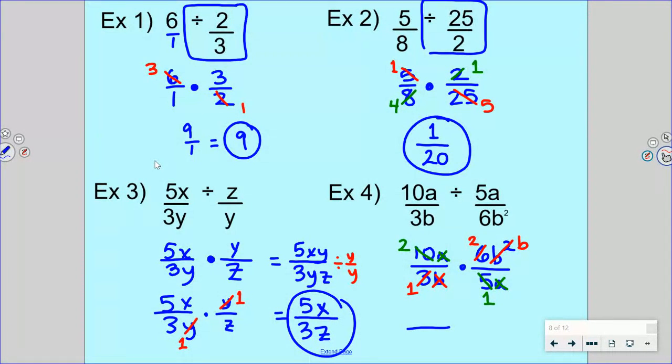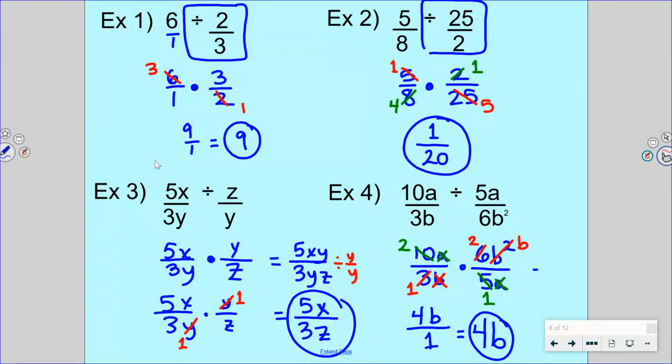Meanwhile, the rest of us, in the numerator, we have 2 times 2b. 2 times 2 is 4 times b. In the denominator, we have 1 times 1. Please note in this case, the final answer would be 4b.